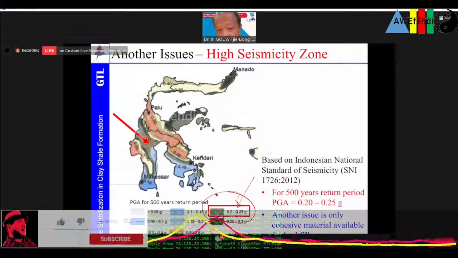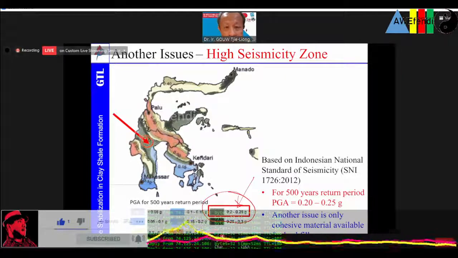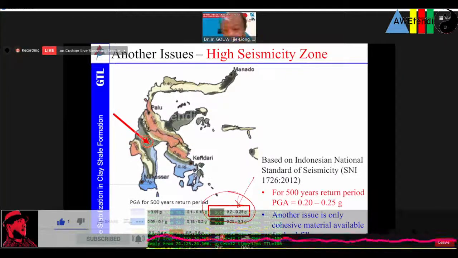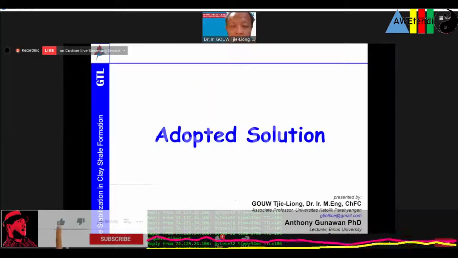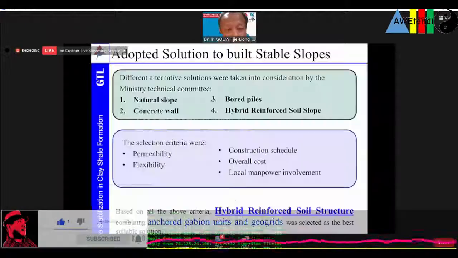Another issue, we only have the cohesive backfill material. We don't have the granular material over there. It's very difficult. Sorry, I have a cough. So what was the adopted solution?